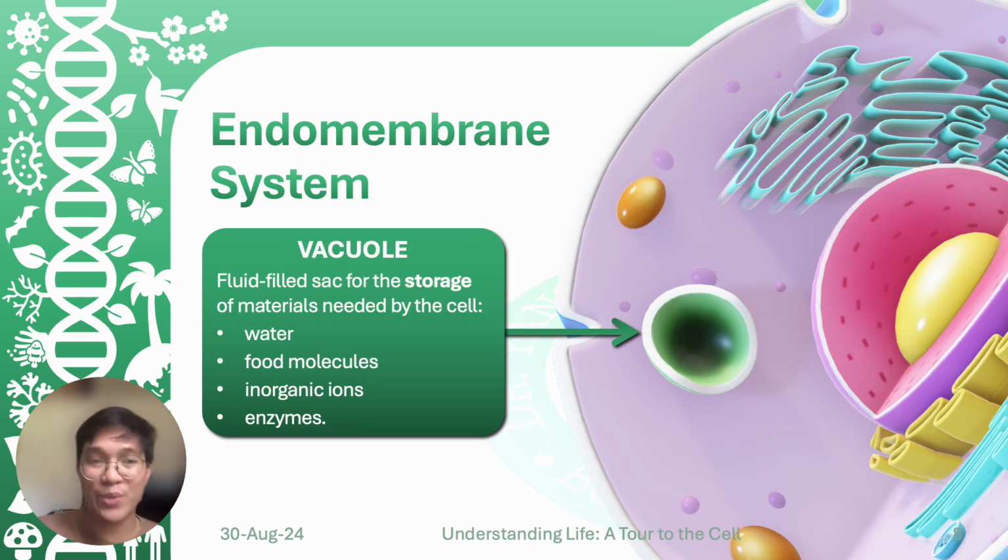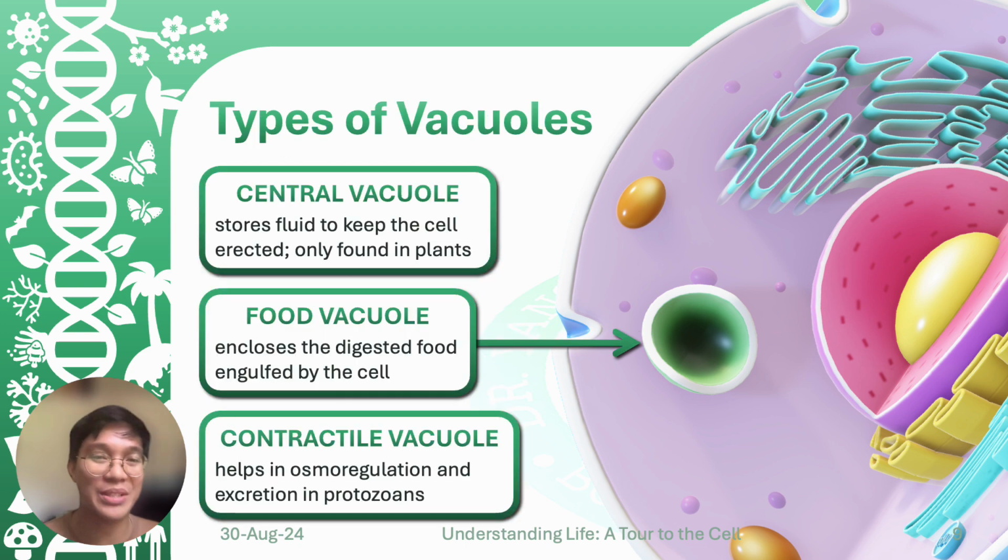And we have vacuoles, which are also part of your endomembrane system. Vacuoles are fluid-filled sacs for storage of materials needed by the cell. So it can actually store water, food molecules, inorganic ions, and enzymes. Okay? And we have different types of vacuoles.